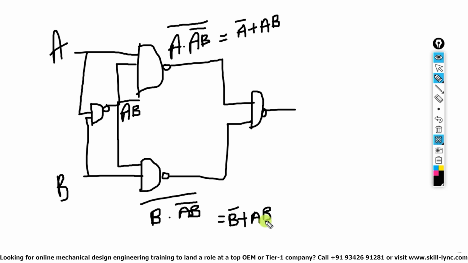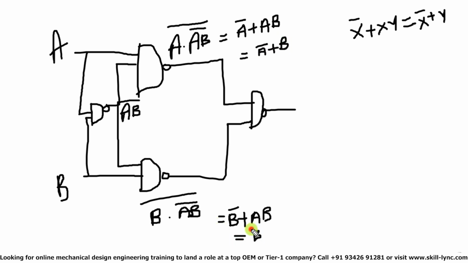Okay, and if you remember, the Boolean law says X bar plus XY equal to X bar plus Y. It is a Boolean law. Or you can say A bar plus AB equal to A bar plus B. Here compare both these expressions. It is A bar plus AB, it will become A bar plus B. And in the second case it will equal B bar plus A.